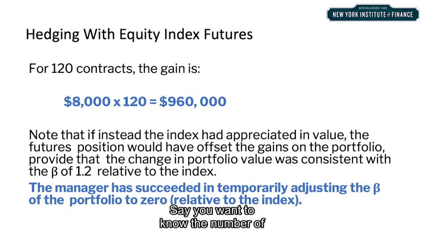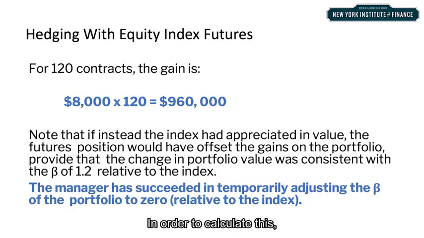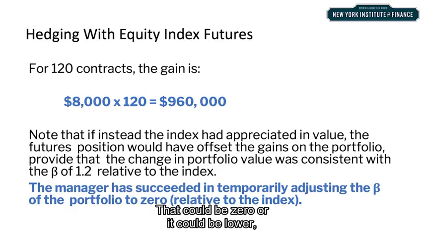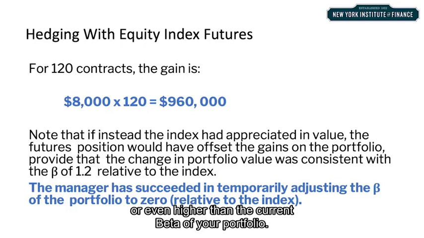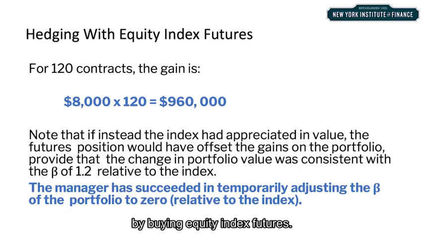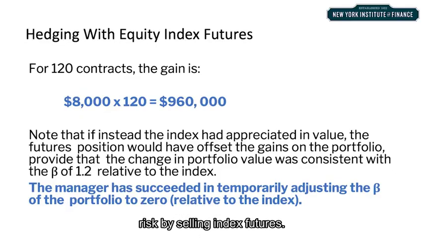Say you want to know the number of contracts you need to buy or sell to adjust the beta of your portfolio to a target level. In order to calculate this, you need to know the target beta for your portfolio. That could be 0, or it could be lower or even higher than the current beta of your portfolio. If you're an active portfolio manager, you might want to take on more risk by synthetically increasing the beta of your portfolio by buying equity index futures. You might also want to synthetically reduce risk by selling index futures.